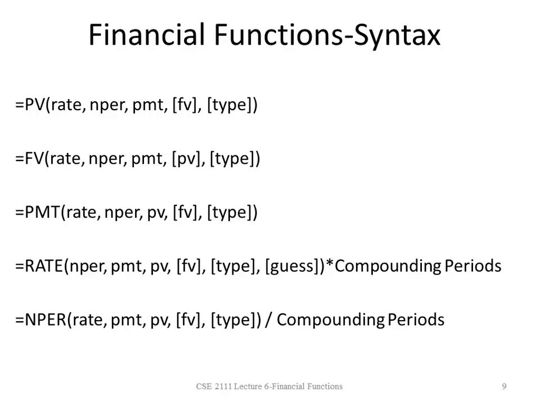The first rule is about the rate function and the NPER function at the bottom. You will multiply the entire rate function, whatever answer you get from that function, by the number of compounding periods, always. The NPER function, you will always divide that entire function by the number of compounding periods.